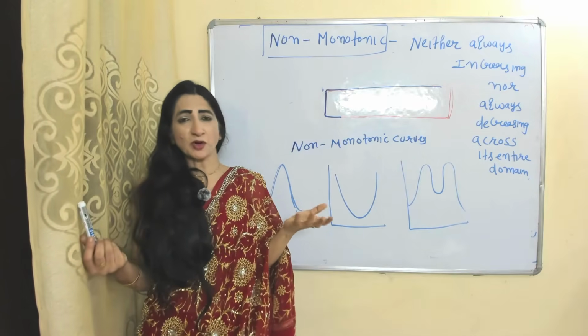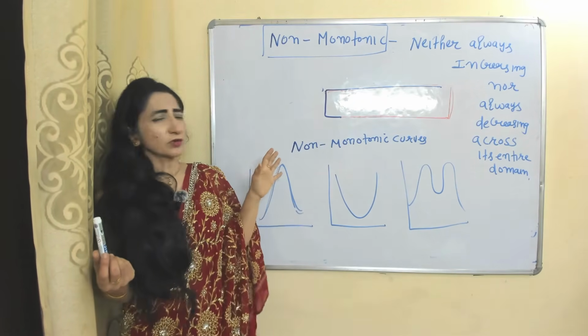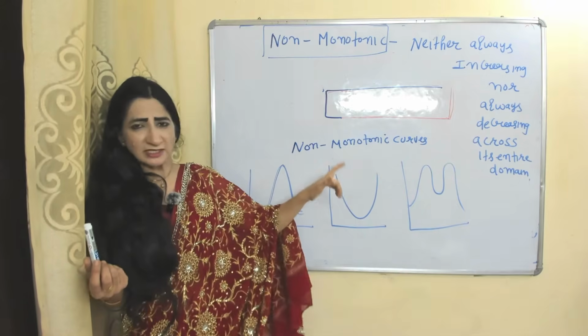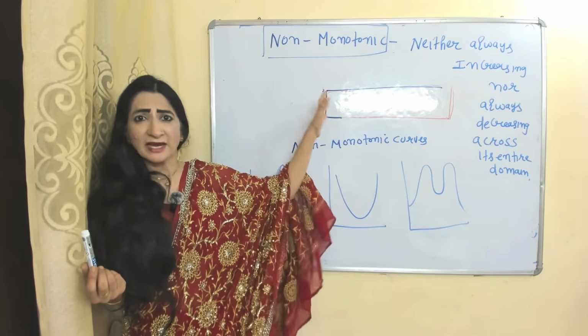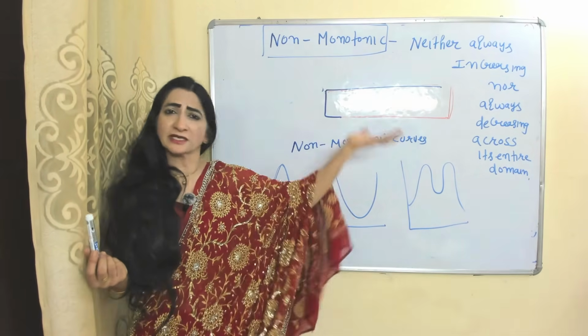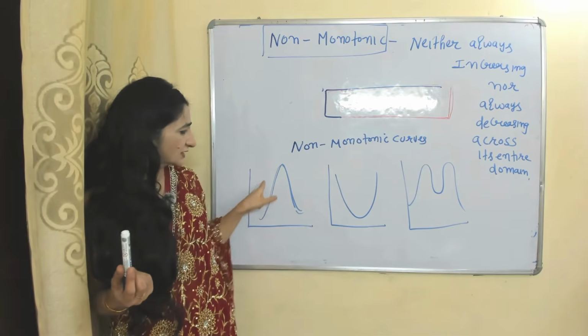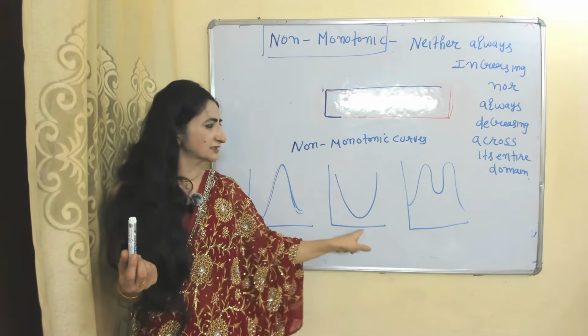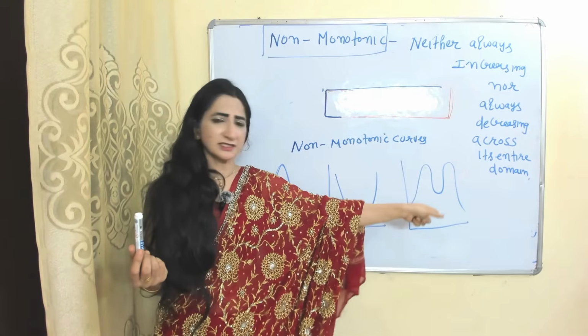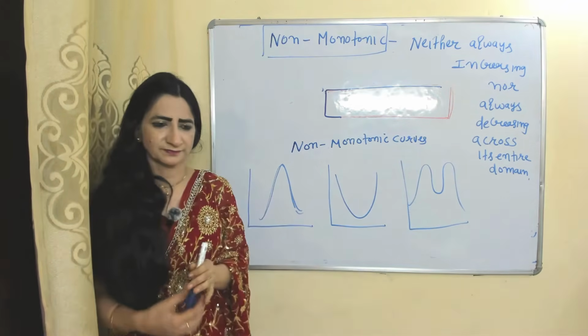Non-monotonic is just the opposite of monotonic. Non-monotonic means neither always increasing nor always decreasing. It consists of both properties, increasing as well as decreasing. Here you can see increasing, then decreasing; decreasing, then increasing; increasing, decreasing, increasing, then decreasing.